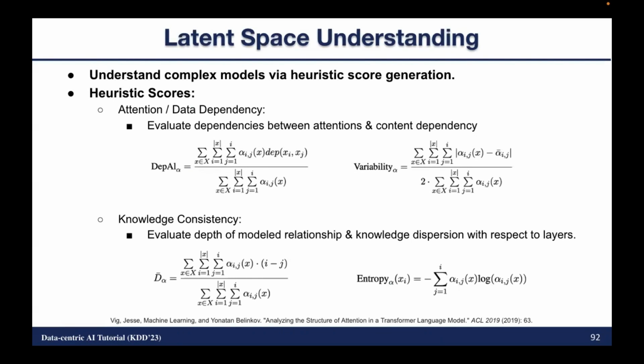One of the most representative works is this one, called Analyzing the Structure of Attention in the Transformer Language Model, published in ACL 2019. The key idea is they developed 4 kinds of heuristic scores based on the attention scores. Here, alpha is the attention score generated by the attention model. Based on this, they evaluate the dependencies between the attention layers and also the dependency between each of the layers and the content input to the model. So they have these 2 kinds of evaluation metrics.